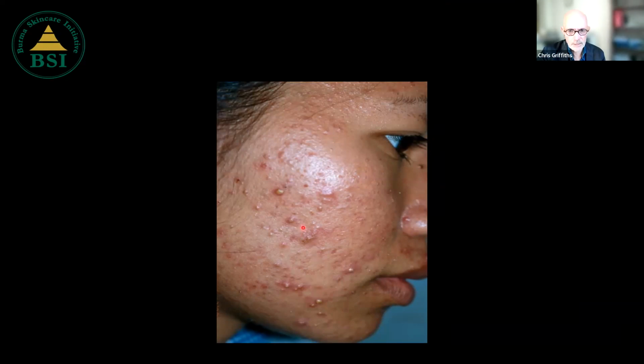There's some scarring, ice pick scarring. We talked about that before. You can see these little scars here. This has been going on for a little while, but also the pathognomonic sign here is there's a comedone or blackhead. So I guess in the chat someone might have put acne.